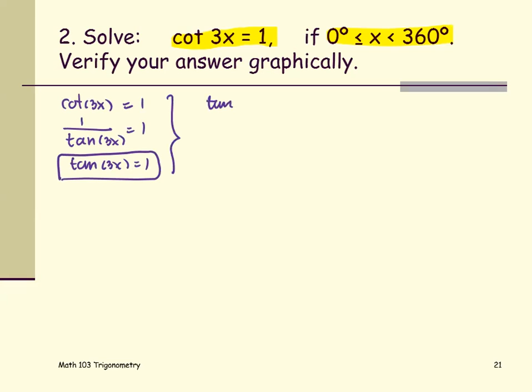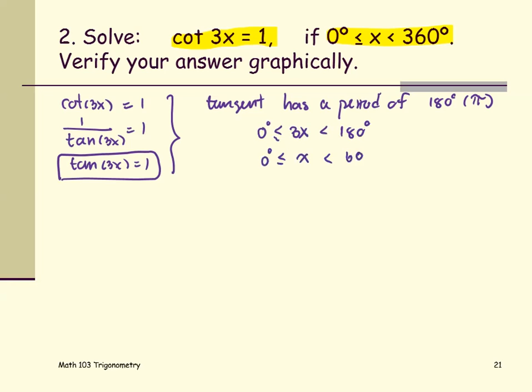Recall the tangent function and the cotangent function has a period of 180 degrees or pi. So for the angle 3x, or the argument 3x, which is the angle between 0 degrees and pi or 180 degrees, tells us x will be between 0 degrees and 60 degrees. Or we can say that the period for this cotangent 3x is going to be 60 degrees.